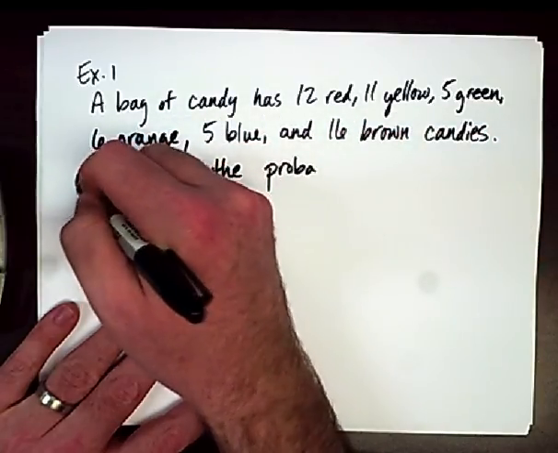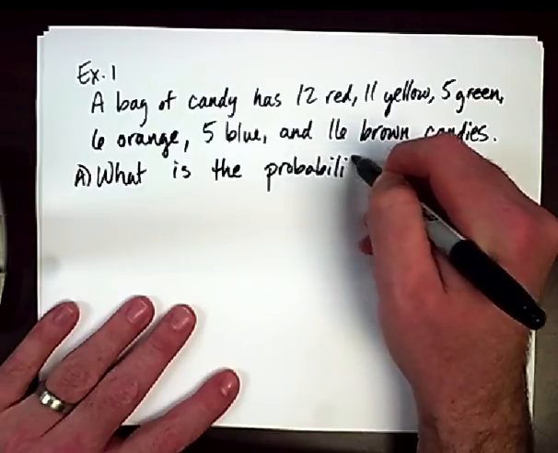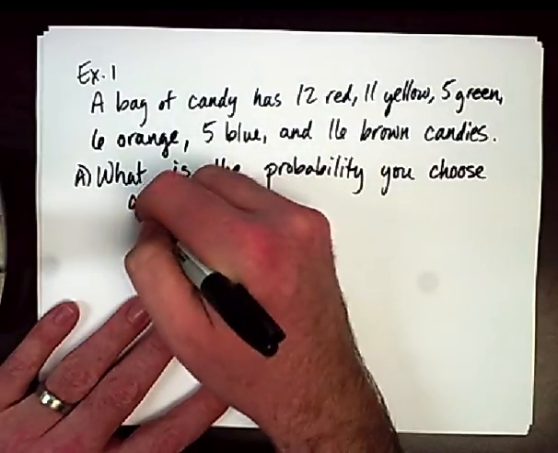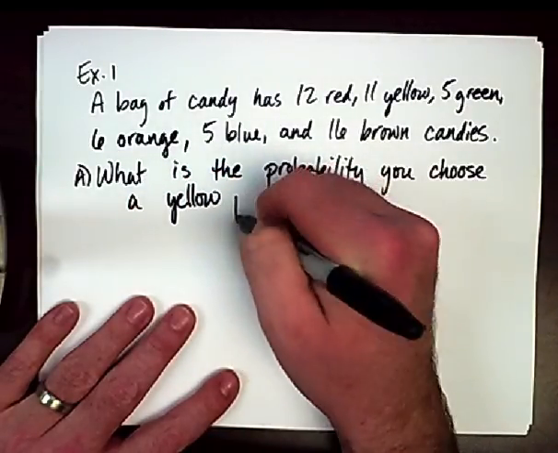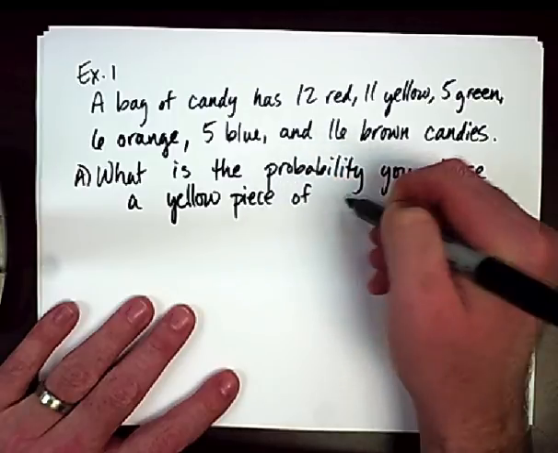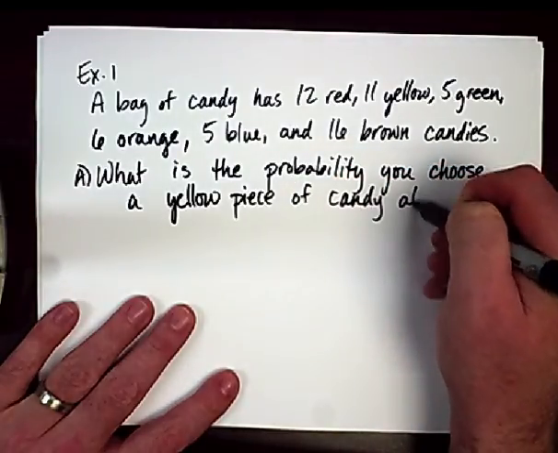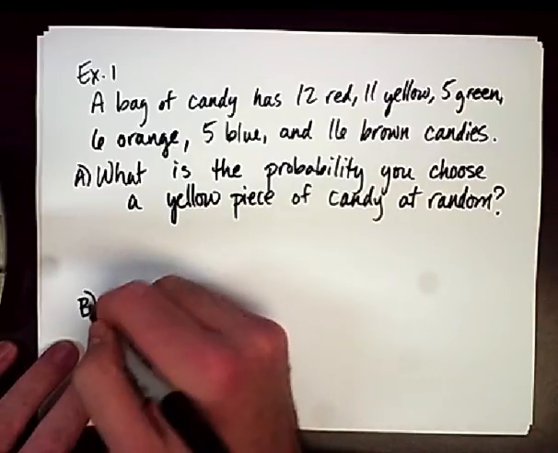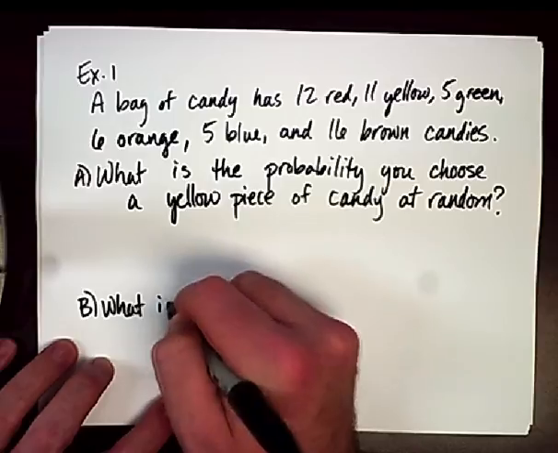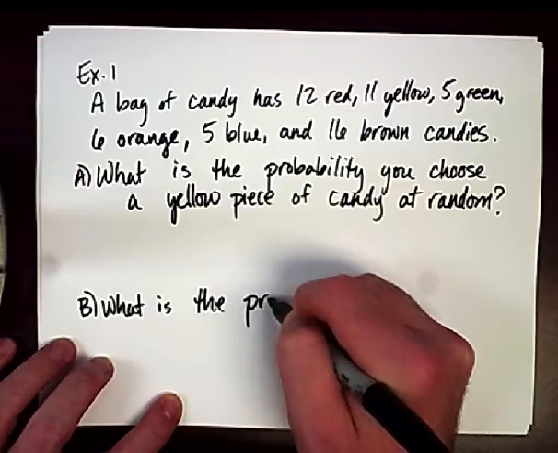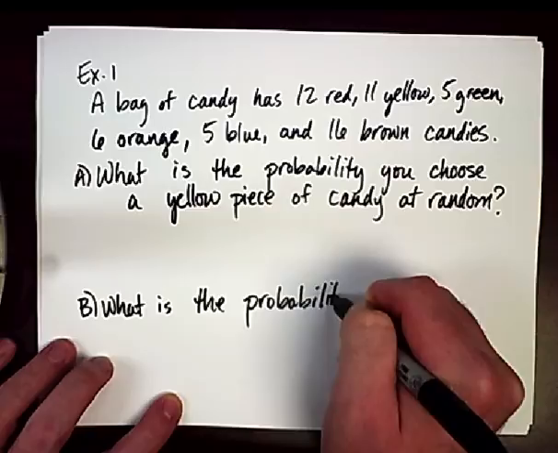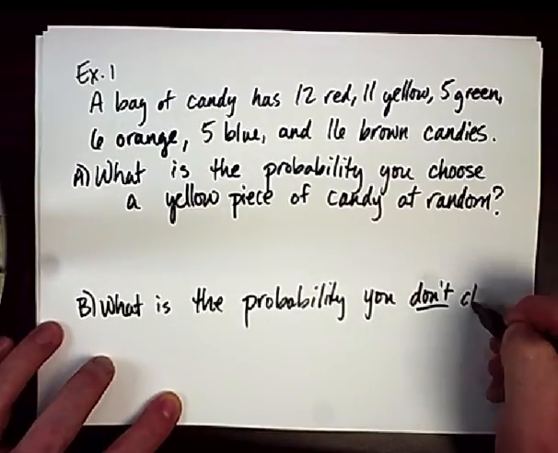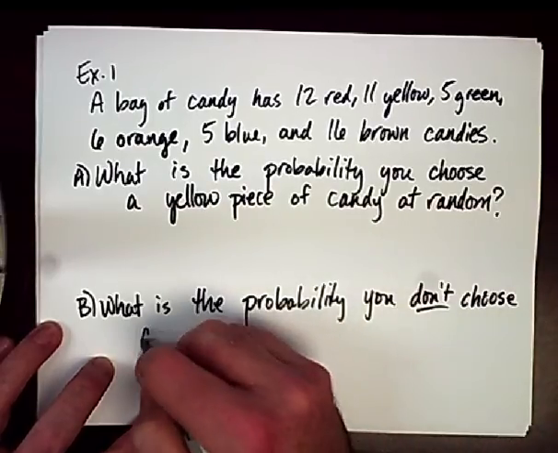So I'm going to ask you 2 questions. What is the probability you choose a yellow piece of candy at random? Secondly, what is the probability you don't choose a yellow one?